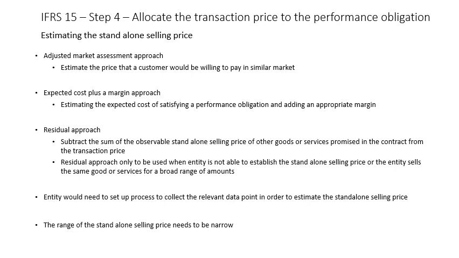The next method is the expected cost plus margin approach. As per this approach, the entity needs to calculate the cost for each performance obligation and add the margin for that particular good or service. The last method is the residual method. Under this approach, the standalone selling price is estimated by deducting the standalone selling prices of the other performance obligations in the contract from the transaction price.